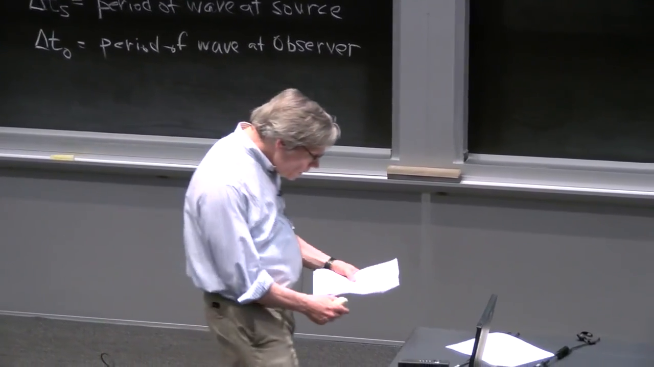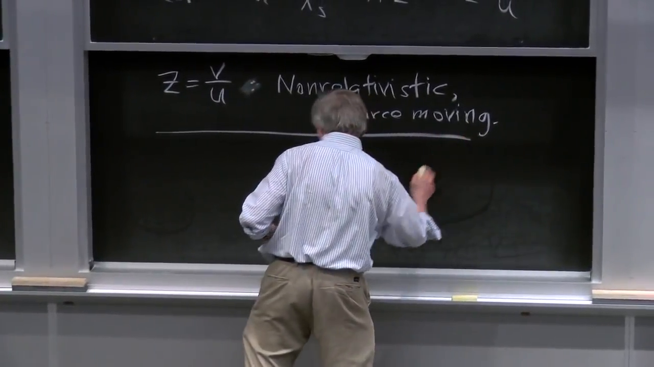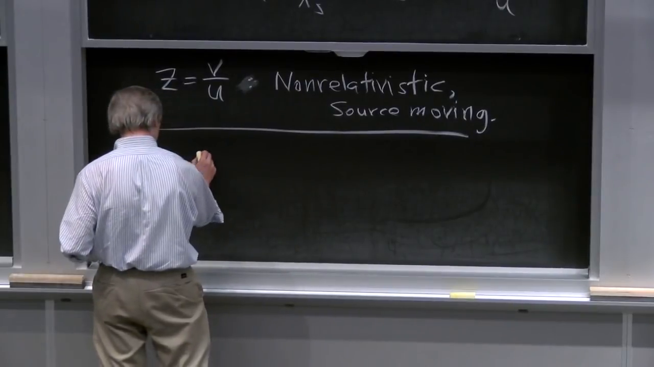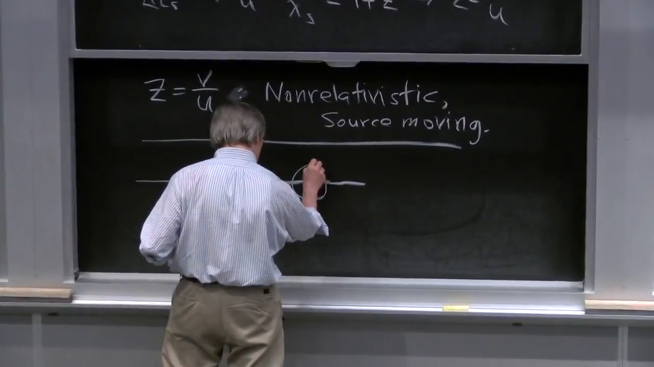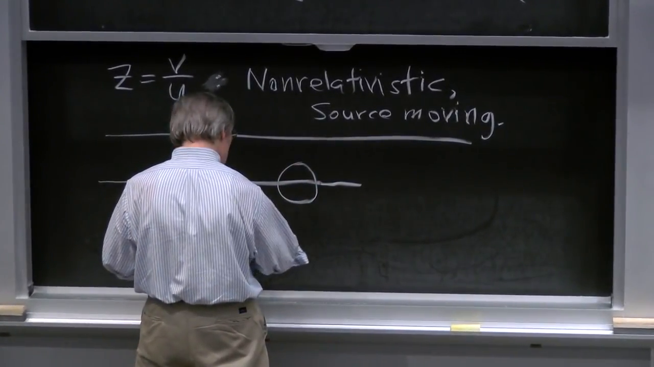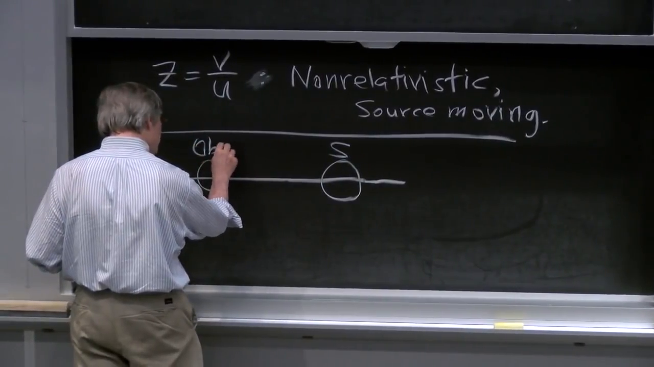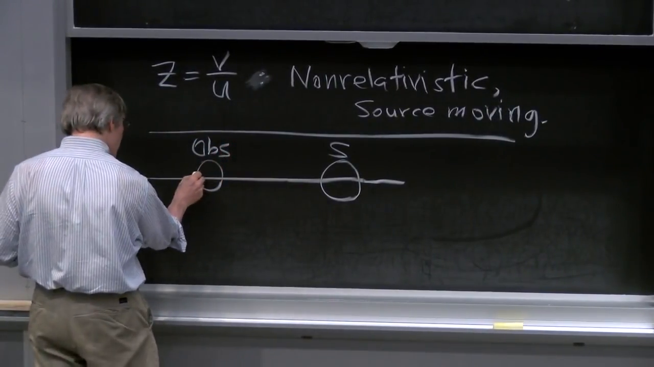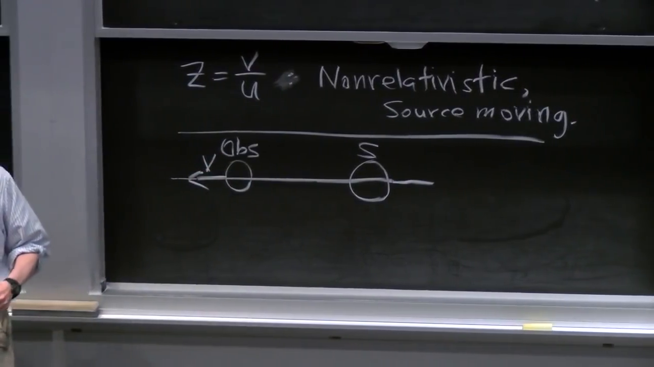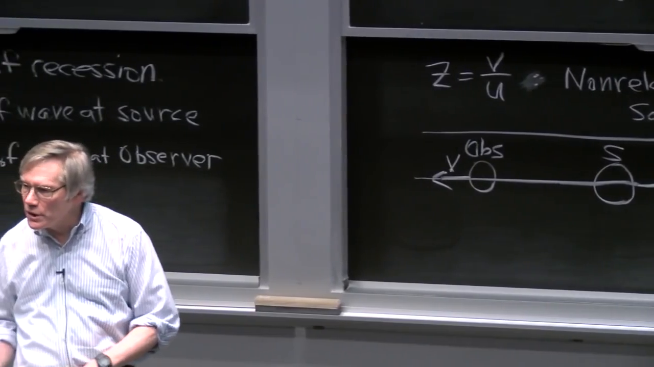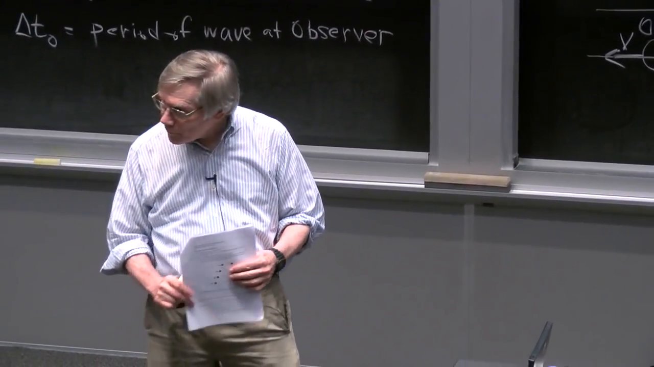OK, now we will go on to do the alternative simple case where the observer is moving and the source is stationary. So I'll keep the source on the right and the observer on the left. But this time, it's the observer that's moving, again with speed v. So v is always, for these two cases in my notation, the relative velocity between the source and the observer.